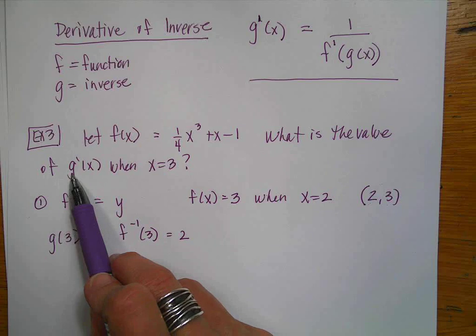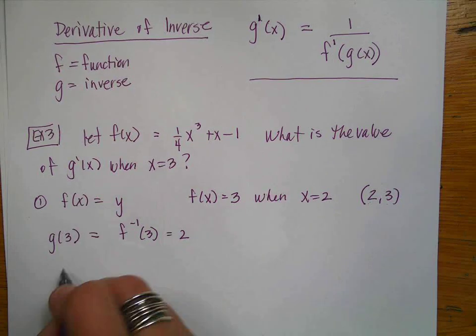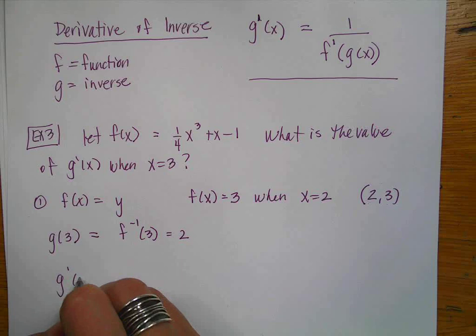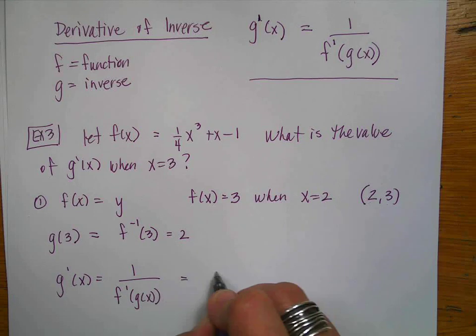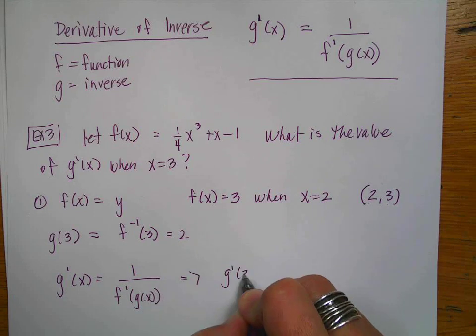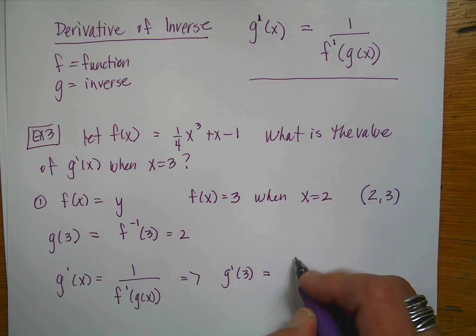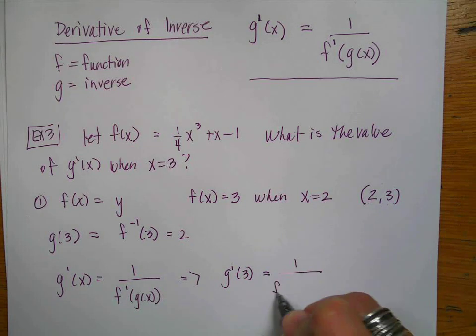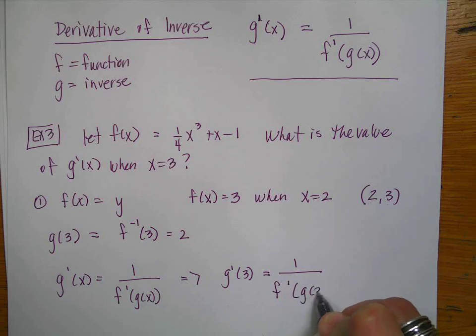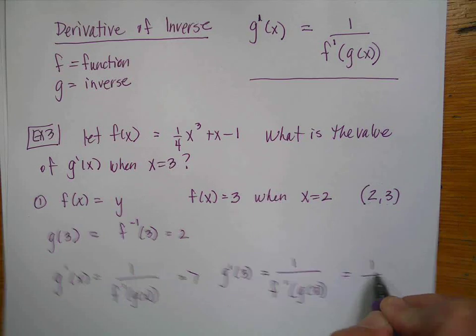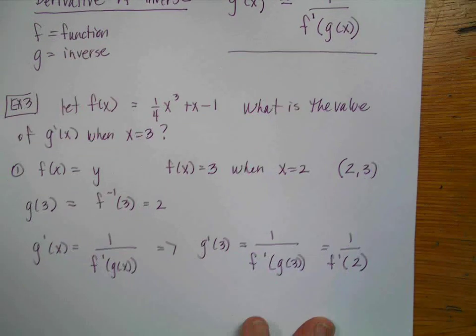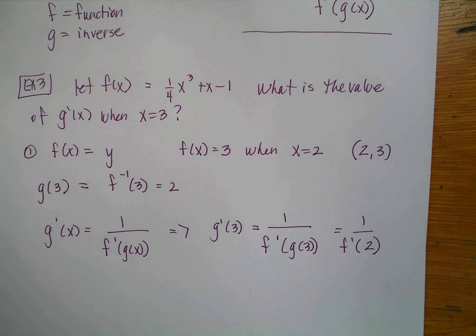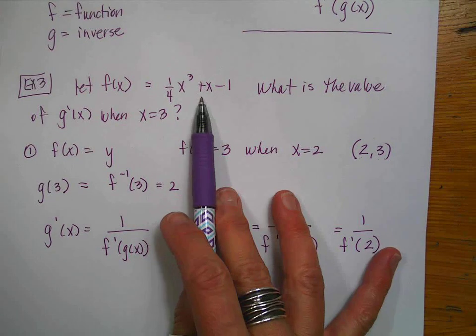So if I want to evaluate the derivative of the inverse when x is equal to 3, my formula is g prime of x is equal to 1 over f prime of g of x. So this is going to be g prime of 3 is going to equal 1 over f prime of g of 3. And I'm writing all these steps down just so you understand. So notice I really have not done much work at this point.